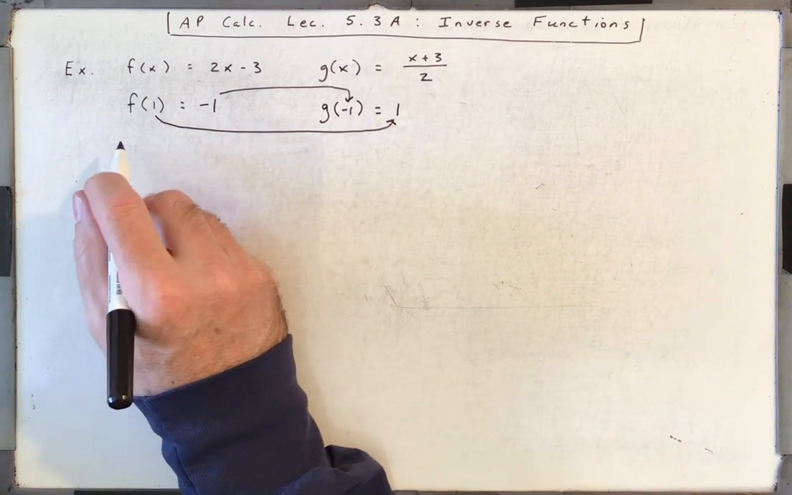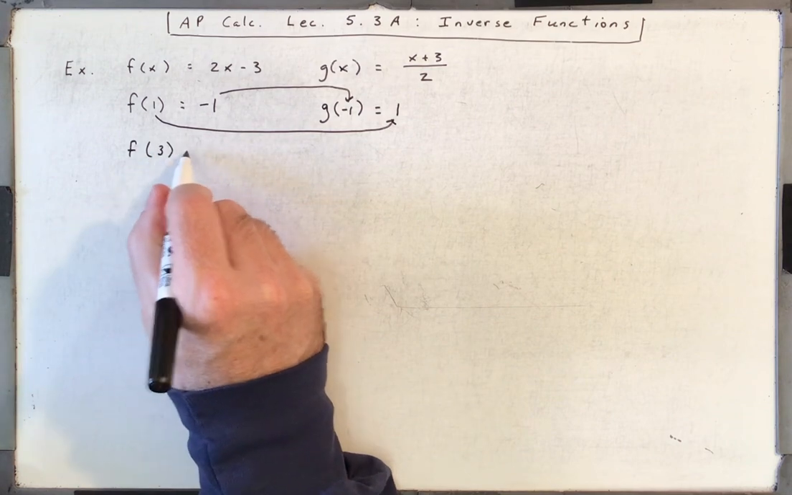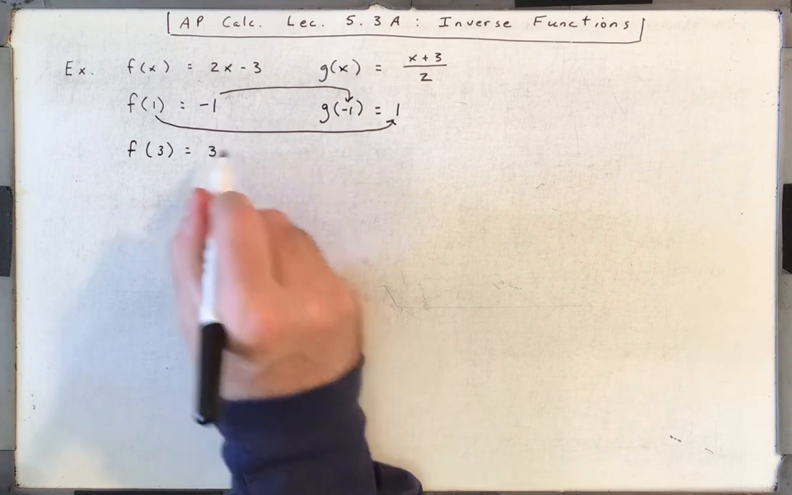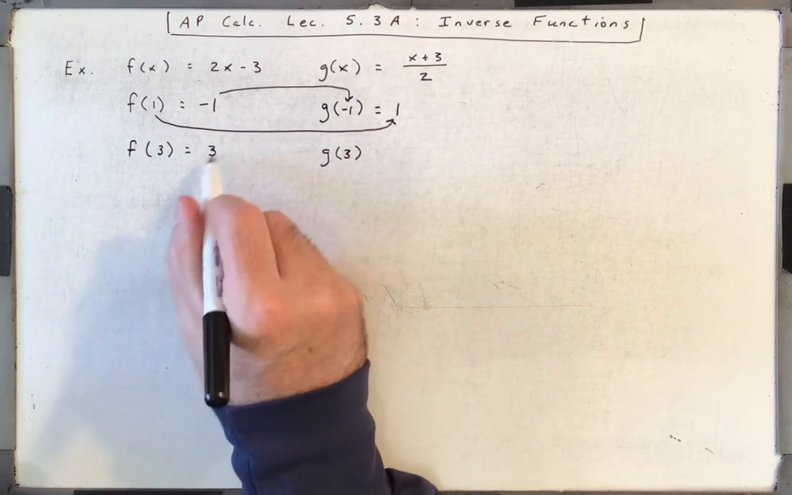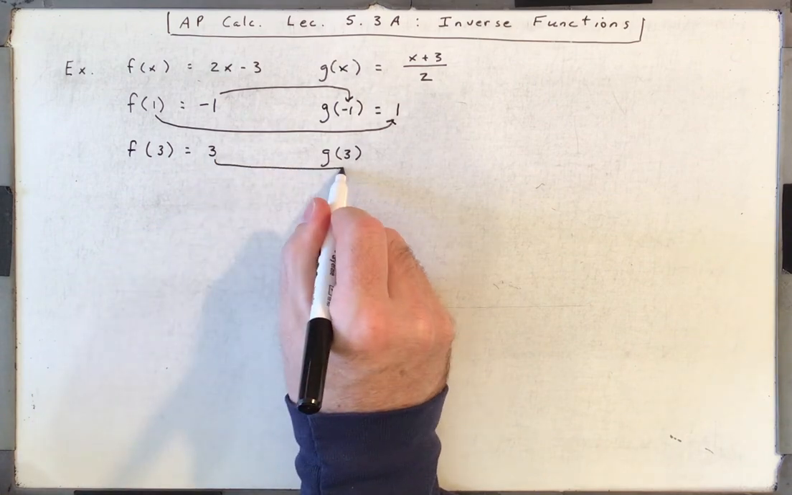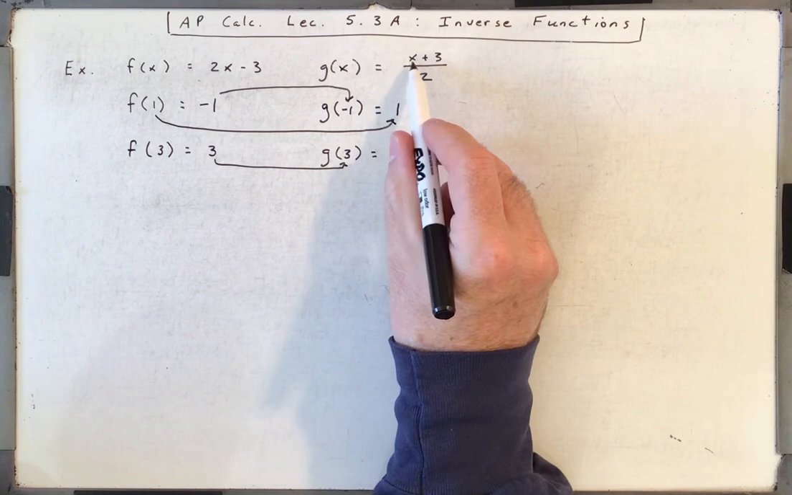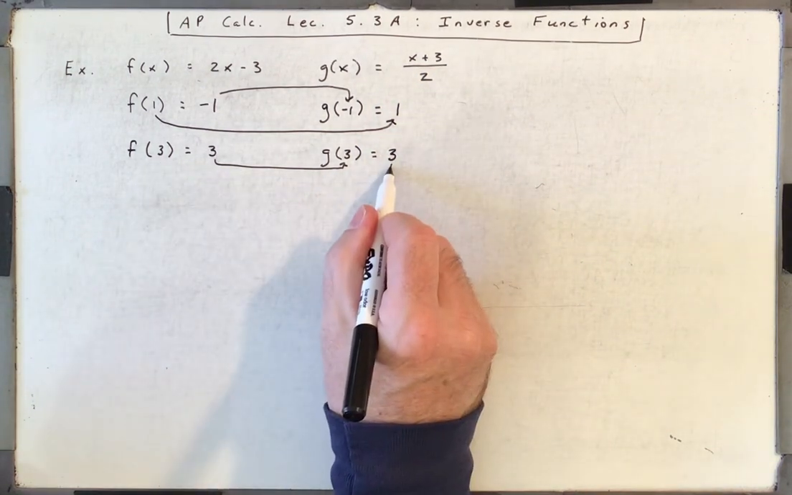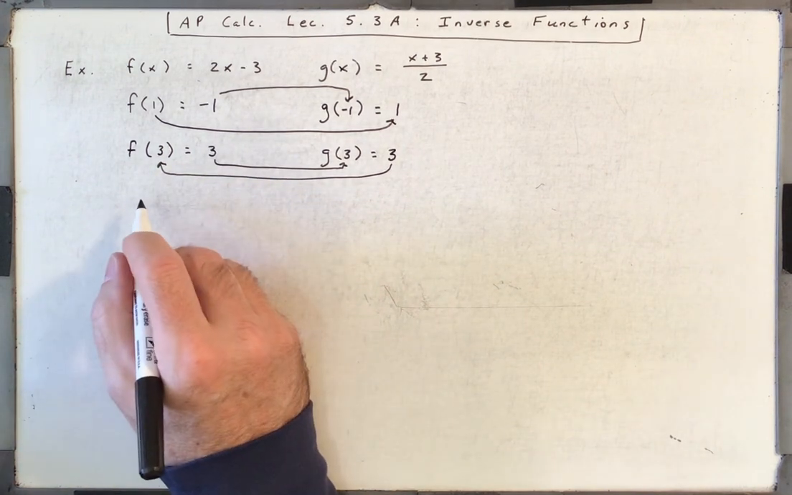Okay, so let's try another number. How about f of 3? It should always work if they're indeed inverses. So plug in 3. 2 times 3 is 6, minus 3 is 3. Then we're going to plug 3 into g. And what should we get? All right, 3 plus 3 is 6 over 2 is 3. So that matches the original input.